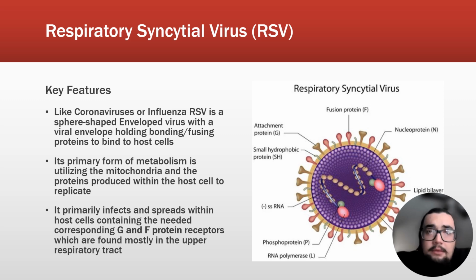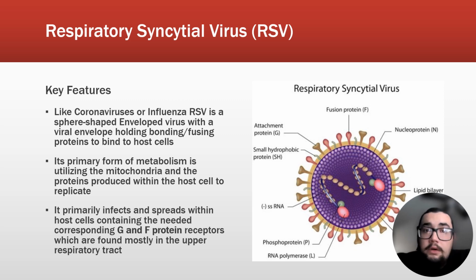Its primary form of metabolism, like many viruses, is going to be functioning off of the host cell's organelles and structures, whether that be the genome, the DNA that's located in the nucleus, the mitochondria, the Golgi apparatus, the endoplasmic reticulum. It's going to use those organelles to make more of itself and spread to new hosts as it is infecting each individual host cell.